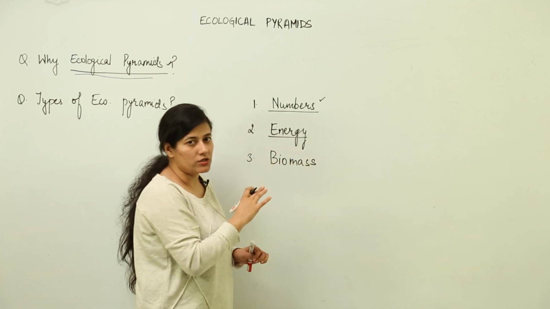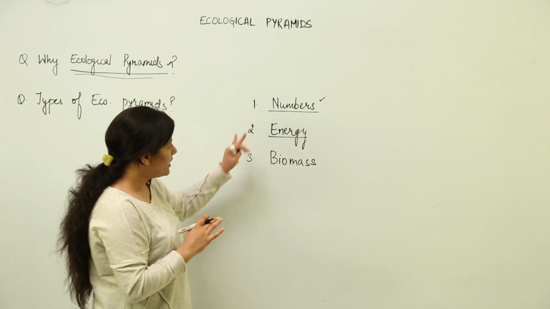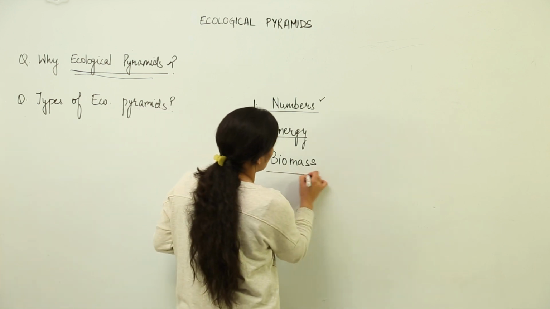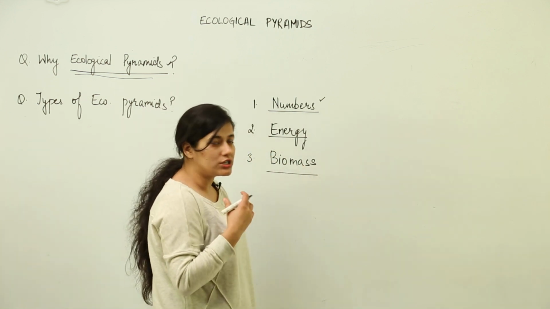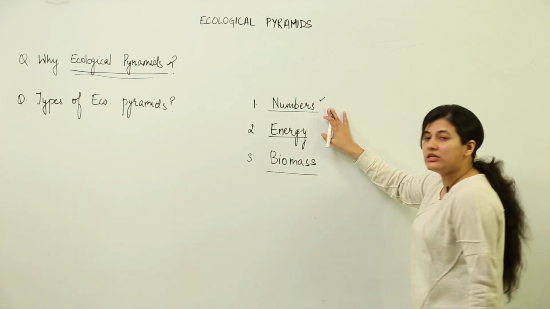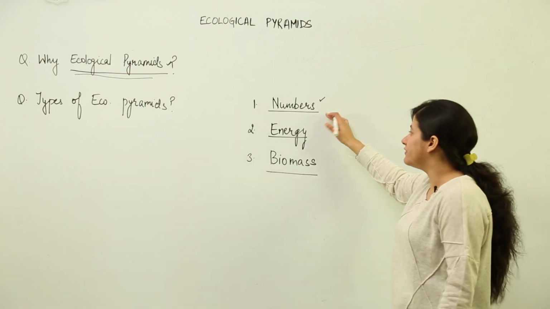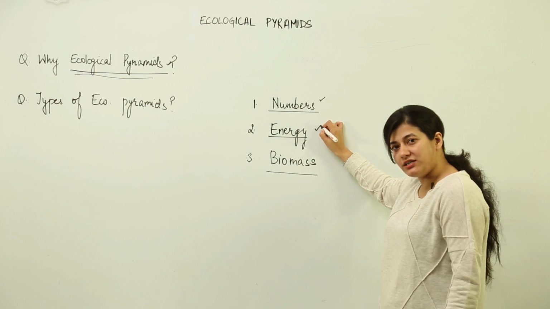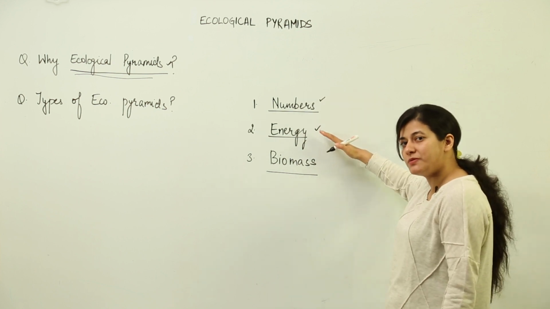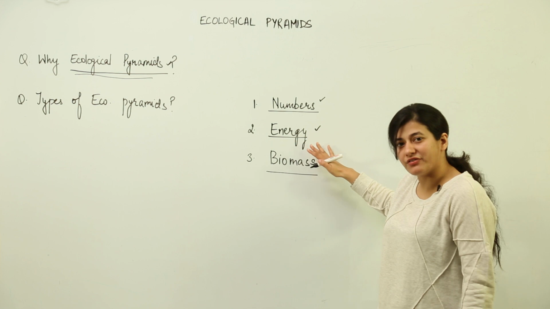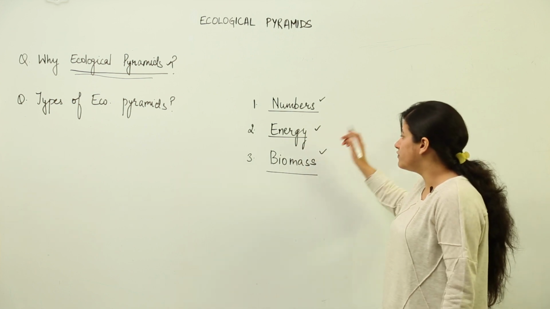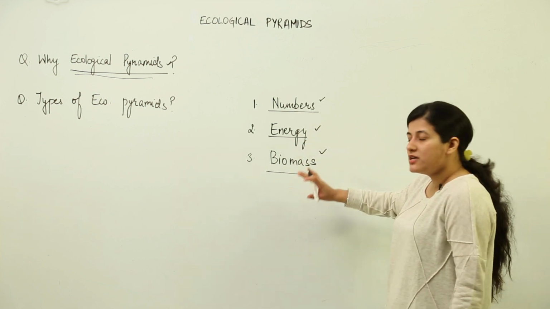Now this entire concept is of basic understanding that there are three ways of making an ecological pyramid: in terms of numbers at each trophic level, the energy that is being produced at each trophic level, of course there would be exchange, but here we only take a comparative account, nothing else, and the last one in terms of biomass.